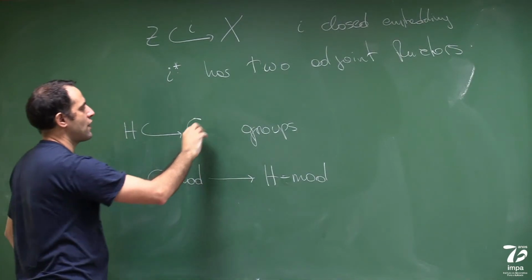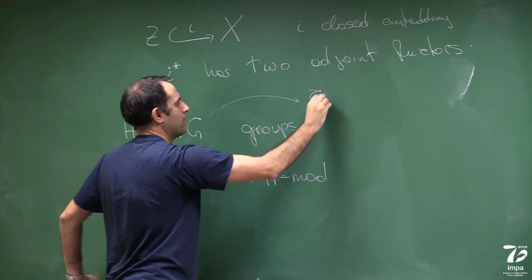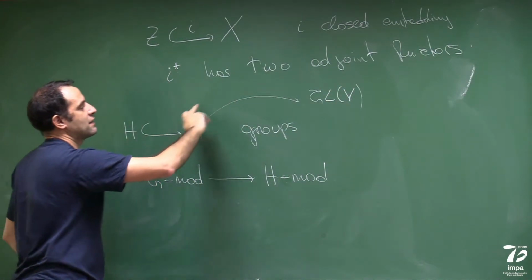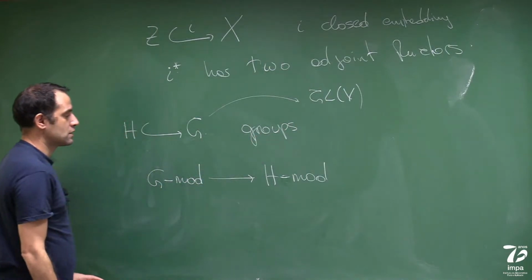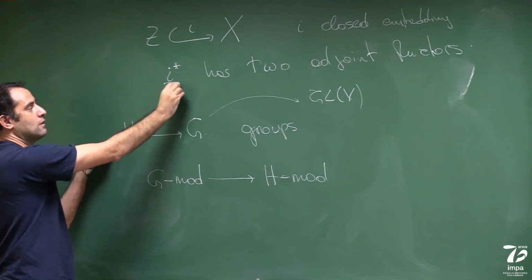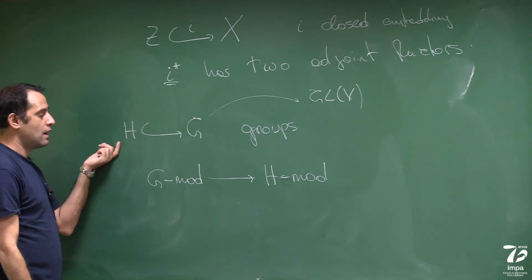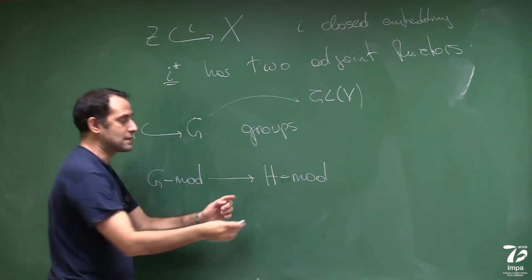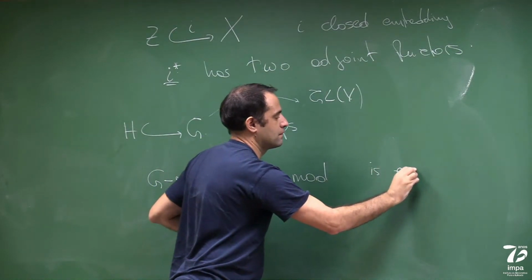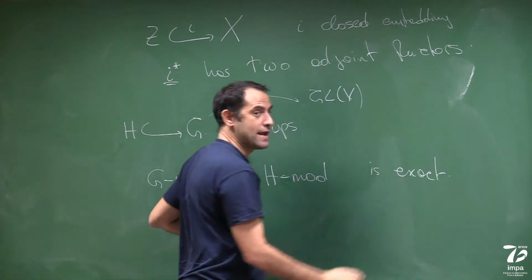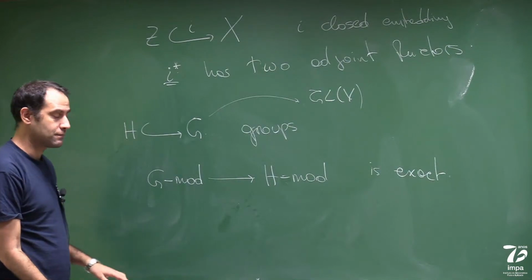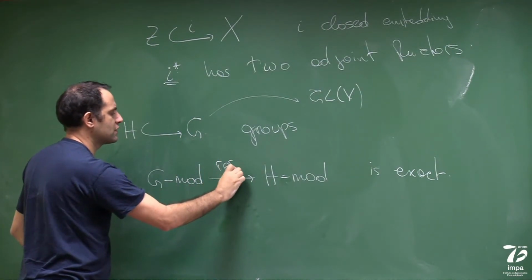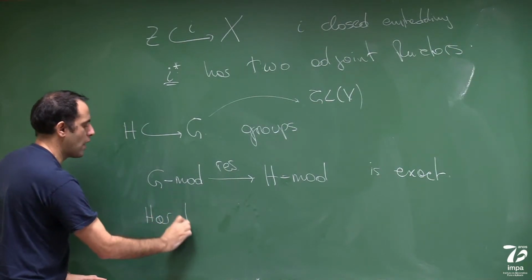So in other words, if you have a representation of G, this is a map like this of groups, then you just send it to the composition. So that's sort of like a pullback. This functor, which is a forgetful functor, is exact. And it has two adjoints, on the left and on the right. I'm going to call this the restriction functor, which has two adjoints.